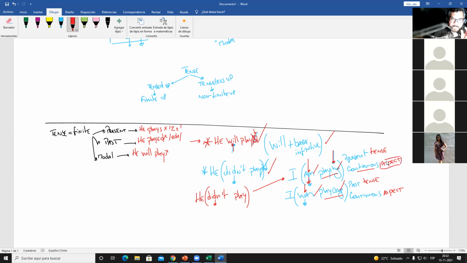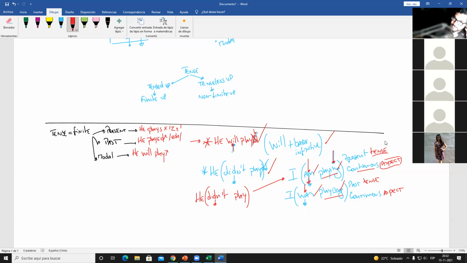El aspecto es otra de las características de los verbos que no vamos a discutir ahora porque podríamos estar años en eso. Pero lo importante es la idea de tense. Si tú puedes ver una verb phrase y saber en qué tiempo está, es tense, 100%. Es finite verb phrase, 100%.